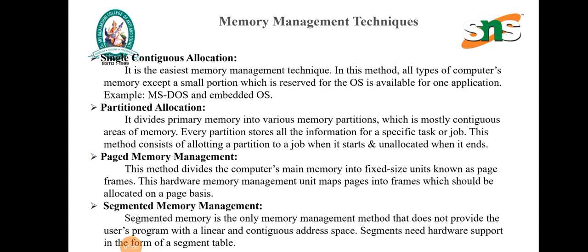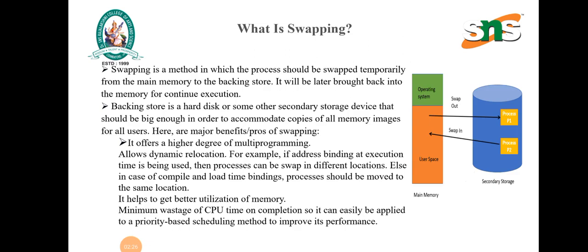Here we are going to see the techniques: single contiguous allocation, contiguous allocation, paged memory management, and segmented memory management. In single contiguous allocation, the computer memory is used by one application, as in MS-DOS and embedded OS. Every partition stores the information for a specific task or job. In paged memory, the hardware memory management unit maps pages to frames, which are allocated on a page basis.